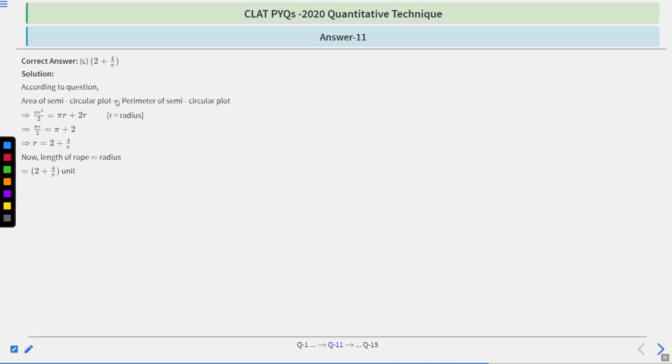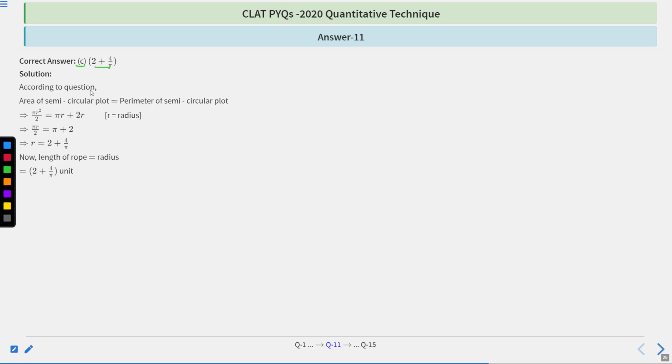Let's see, the correct option is C, 2 plus 4 by pi. How? According to the question, the area of the semicircular plot is the same as the perimeter of the semicircular plot. So the area is pi r square divided by 2. The perimeter is pi r plus 2r. Now take r common from the right hand side and cancel it out. You will have pi r by 2 equals pi plus 2. Now r will be equal to 2 plus 4 by pi.